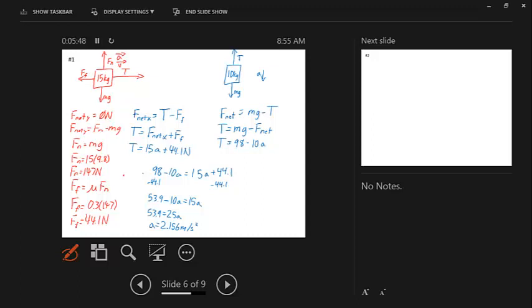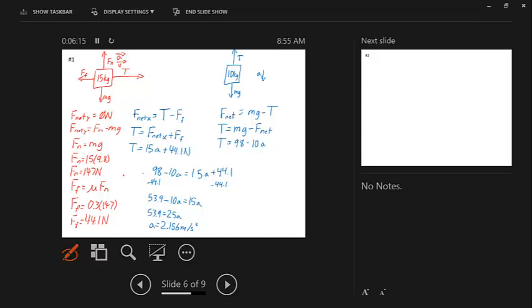All right. So we have this now, yes? So we're done. That's the acceleration. Now we need to find the tension. Can you just plug it in? You can plug it into either equation. Now I know acceleration, so I can plug it into either equation.